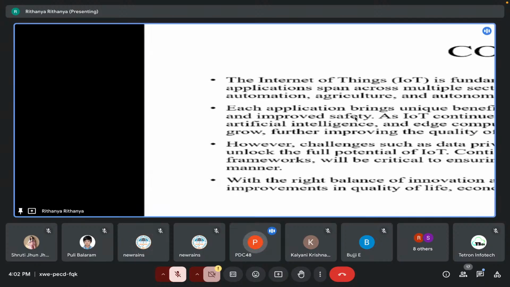The Internet of Things is fundamentally transforming industries and everyday life. Its applications span across multiple sectors, including smart devices, healthcare, smart cities, industrial automation, agriculture, and autonomous vehicles. Each application brings unique benefits such as efficiency, cost saving, sustainability, and improved safety. Thank you, ma'am.